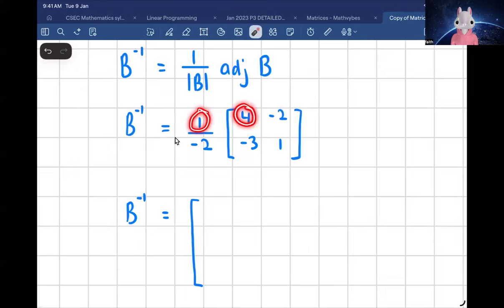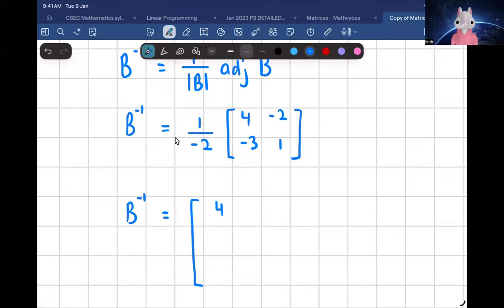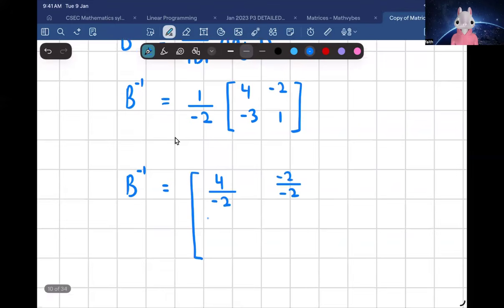1 by 4 is 4, so that's going to be 4 over minus 2. What do you think the next one is going to be? 1 by minus 2, which is minus 2 over minus 2. Yes. Next one: minus 2 by minus 3, and it will be 6 over minus 2.